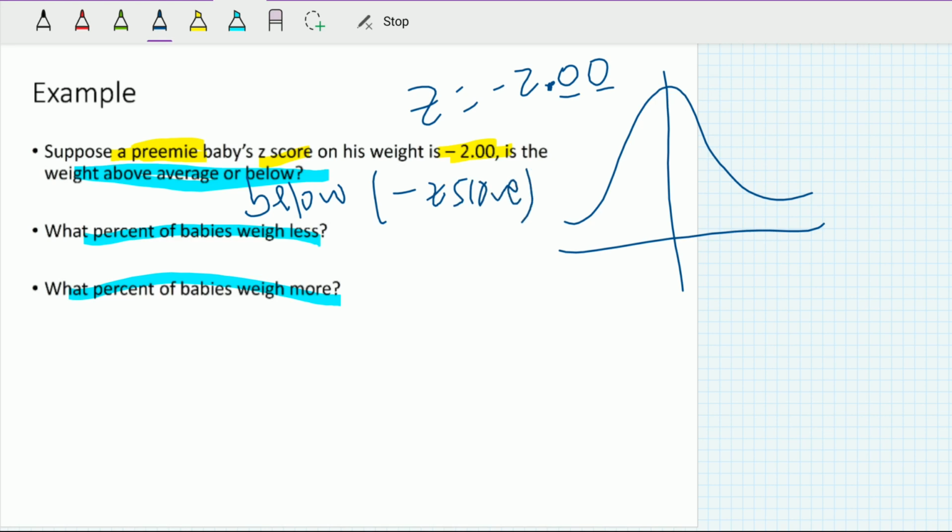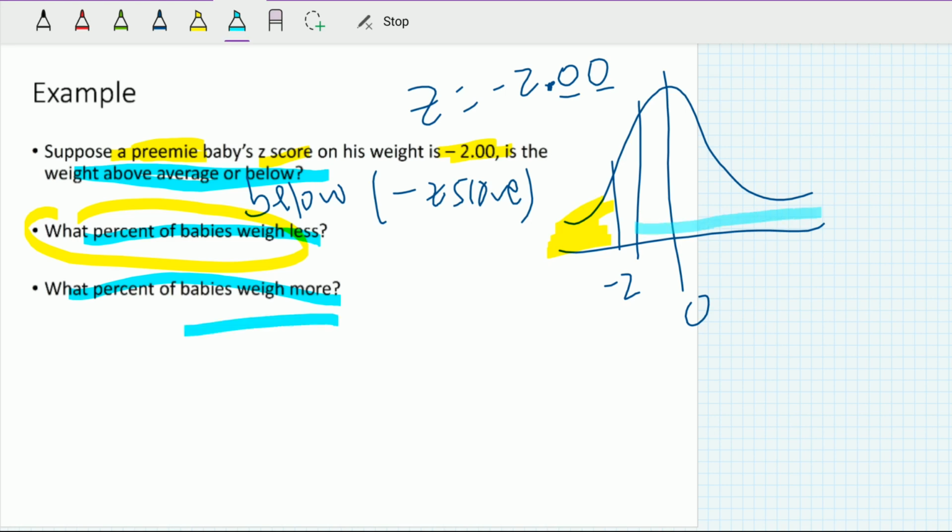And now let's see the next question. What percent of babies weigh less? That just means I need to know where it falls on the standard normal curve. We know this is 0, and it's -2, so technically it's -2 right there. This first question asks who weighs less, so you are looking for this side of the curve. And what percent of babies weigh more? That means you're looking at the other side of the curve.